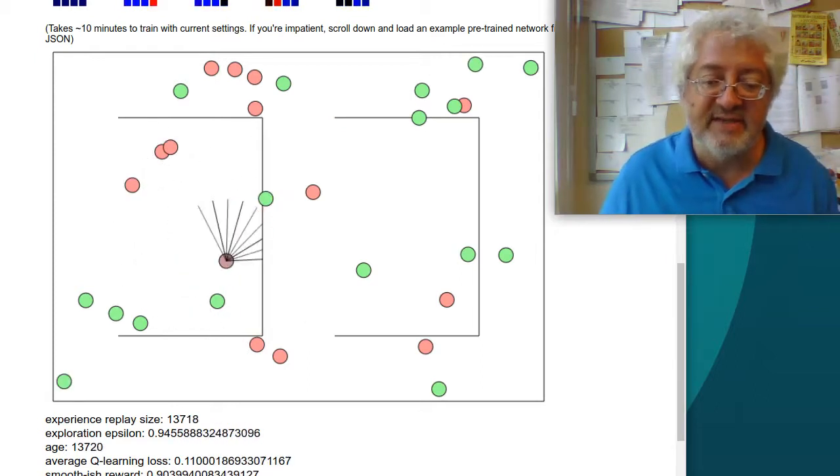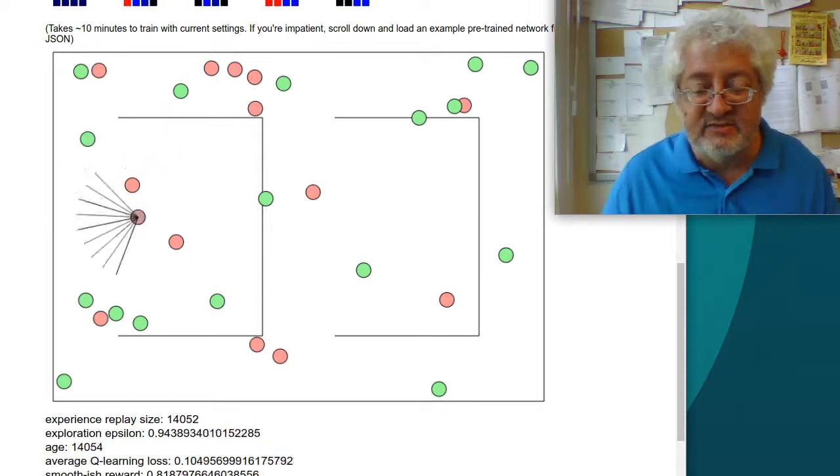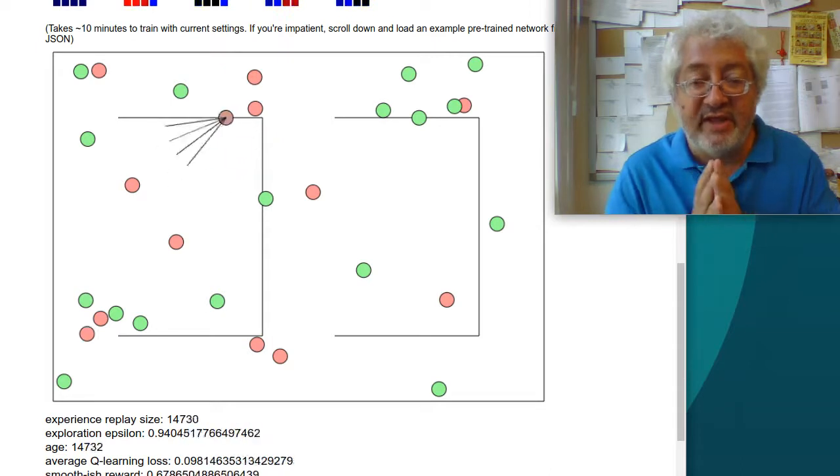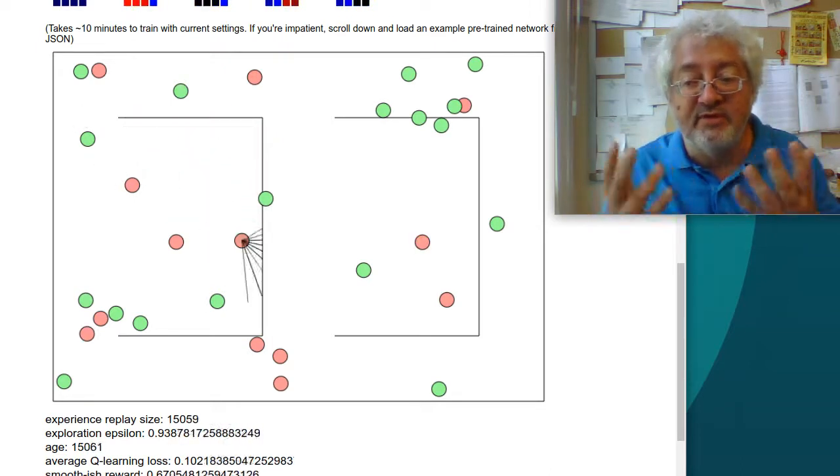So what happens is that now every time it eats, remember this is reinforcement learning, every time your creature eats a red one, it gets a positive reinforcement signal.